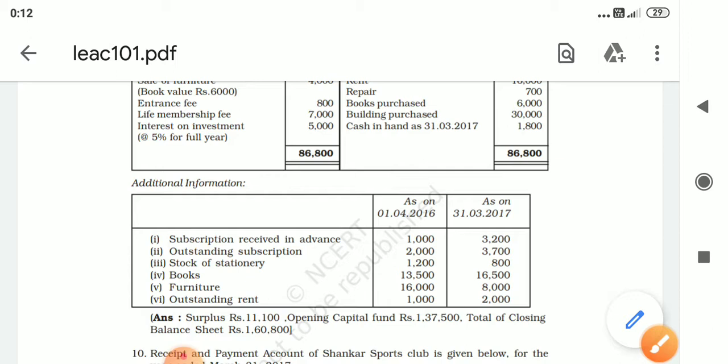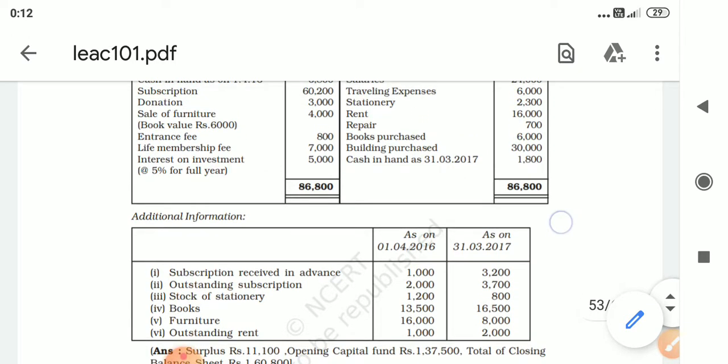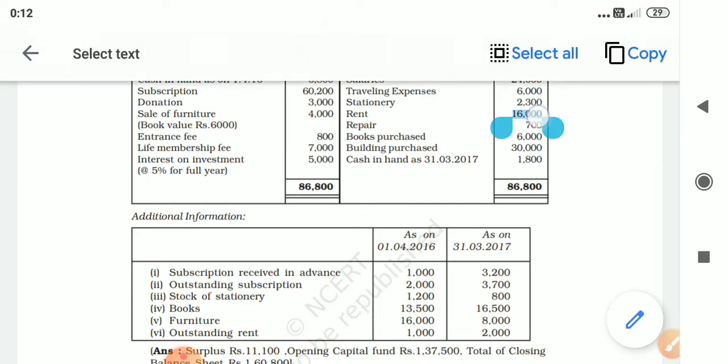Okay, done. Now last item left is outstanding rent. Did I mention about outstanding rent, children? So with 16,000 we have to add 1,000 and we have to subtract 1,000, we have to add 2,000. This will appear in the opening balance sheet liability side and this will appear in the closing balance sheet liability side. Expense outstanding means liability, income outstanding means asset. Now this cash in hand is closing balance, so closing balance sheet asset side.